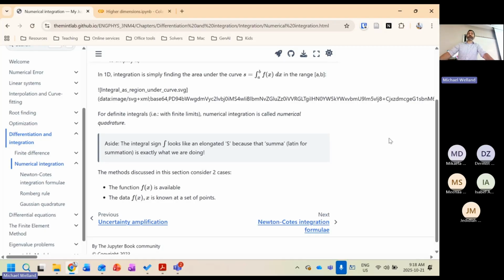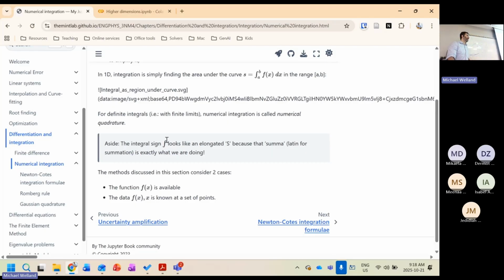For definite integrals, you actually have the boundaries, one side and the other side, as opposed to the indefinite ones that go on forever. We're going to have approximation methods for that one too.